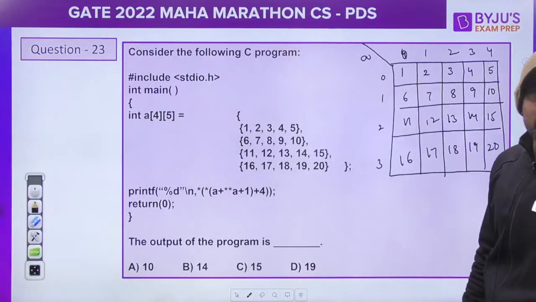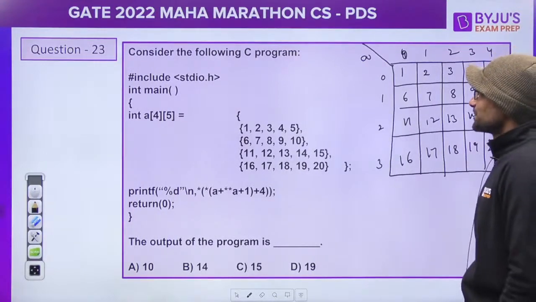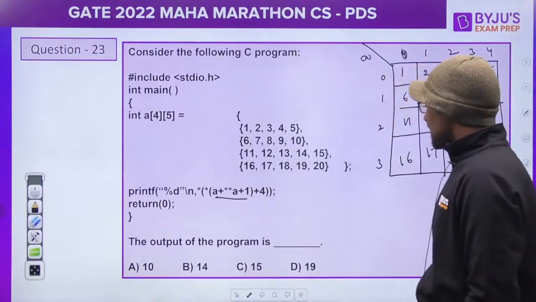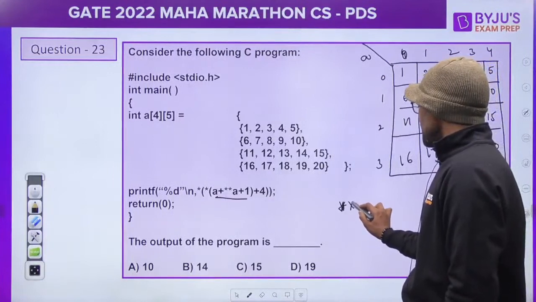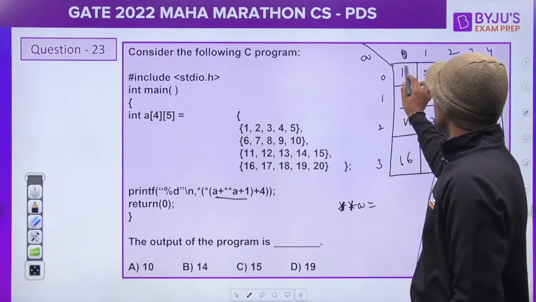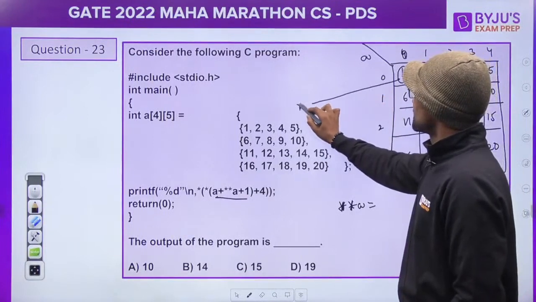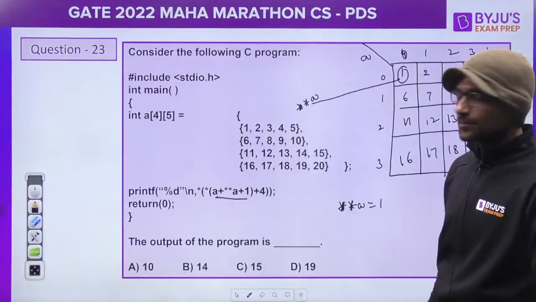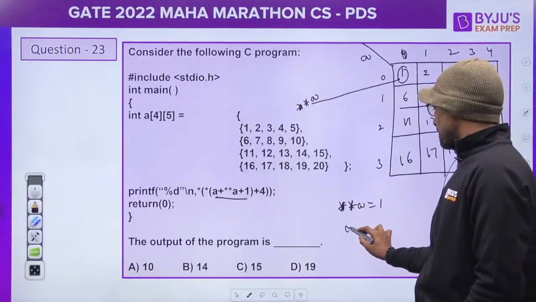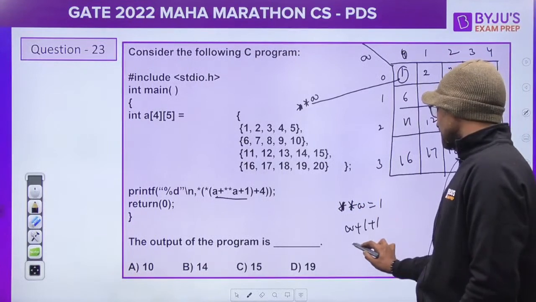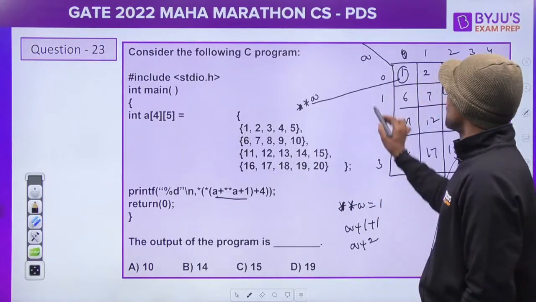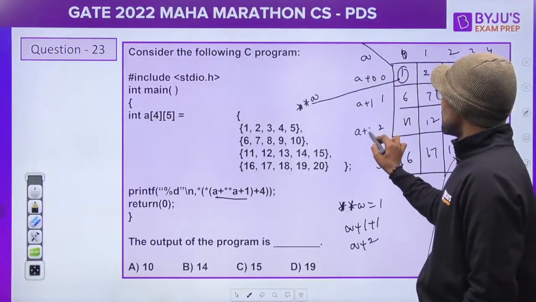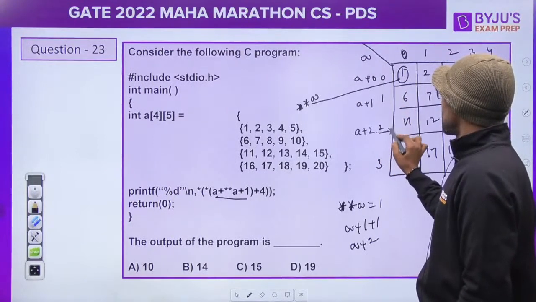Yeah, I think everybody remembered the answer. First, a plus star a. What is star a? This is what star a is. Now a plus 1 plus 1, that is a plus 2. This would be a plus 0, a plus 1, a plus 2. A plus 2 means complete row.